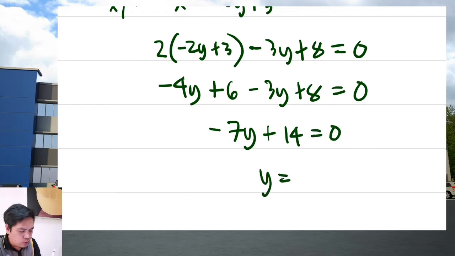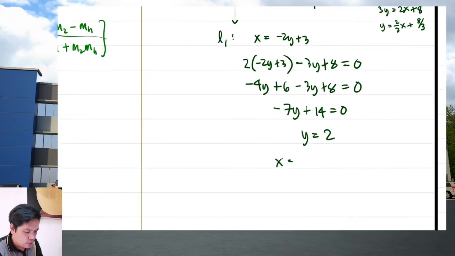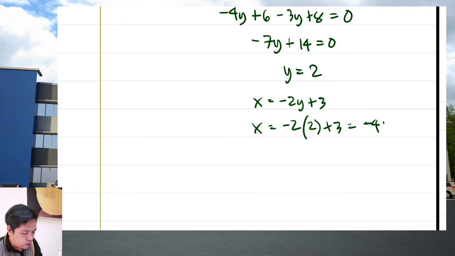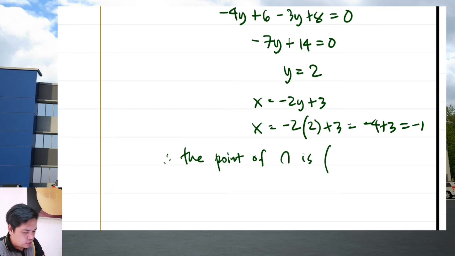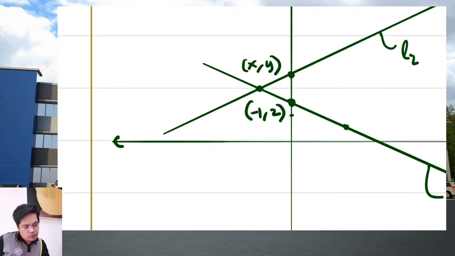So, therefore, y is equal to negative 14 over negative 7. That's positive 2. Tama ba? Okay, that's positive 2. So, y is 2. How about x? So, since x is equal to negative 2y plus 3, so x is negative 2 times 2 plus 3. That's negative 4 plus 3, that's negative 1. So, therefore, the point of intersection is at negative 1, 2. So, therefore, ang coordinates dito is negative 1, 2. So, medyo pasok din sa drawing.